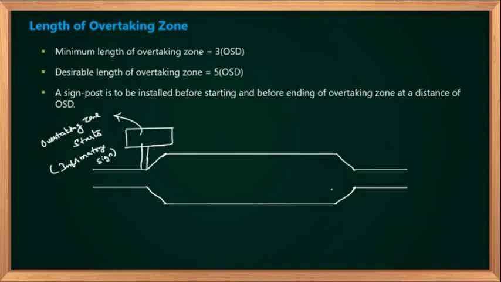Next, here they will provide "overtaking zone ends." Saying that, what are you doing till now? You have to overtake now. You can't overtake after this. This is what they will say. This is the meaning of this post: overtaking zone ends. It is a cautionary sign.